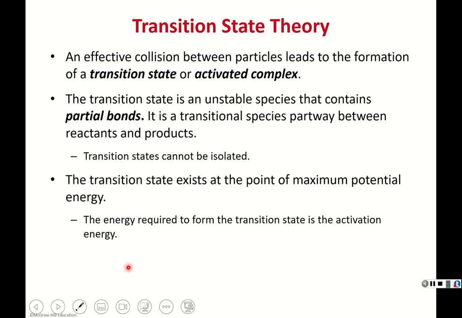Right, so one theory that we're going to talk about is the transition state theory. And that's that an effective collision between particles leads to the formation of a transition state, also known as an activated complex. Okay, the transition state is unstable because it contains partial bonds. It's kind of like a transition between reactants and products. So it's like a part-way species that's part-way between them.